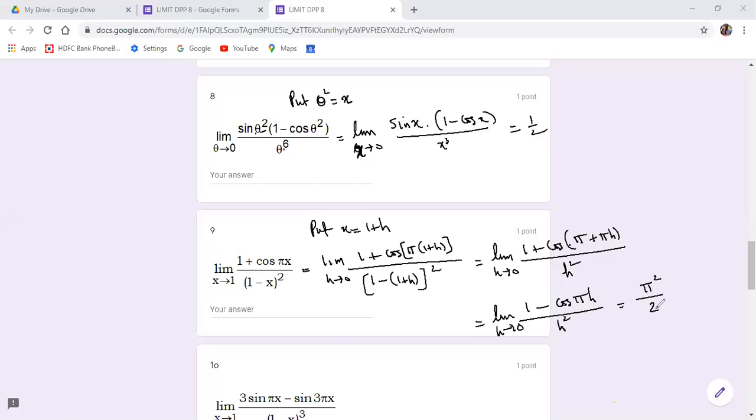Any doubt? No, sir. Hardik, no? Mangera? Any doubt? No, sir. Sir, how did that minus cos pi h come? You know, this is cos of 180 plus theta. What is cos of 180 plus theta? 180 plus theta lies in which quadrant? Third quadrant. In the third quadrant cos is negative, so it is minus cos theta, with 180 as A and theta as B.